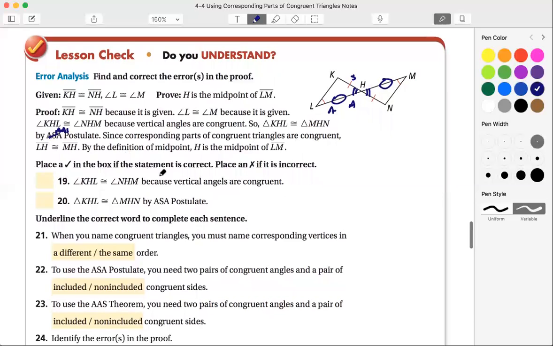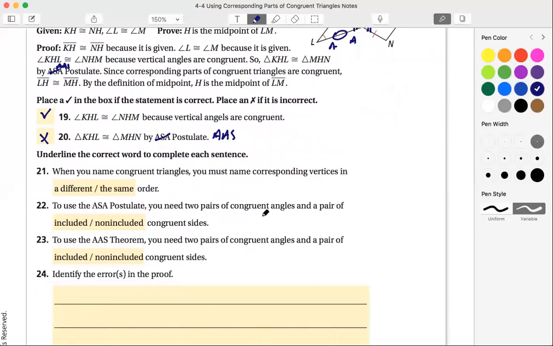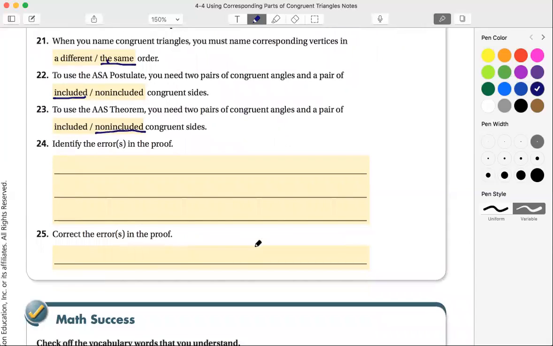Okay, so place a check next to the correct statement. Okay, this is correct because of vertical angles. This was not correct by ASA. It was AAS. Okay, when you name congruent triangles, you must name corresponding vertices in the same order. To use the ASA postulate, you need two pairs of congruent angles and a pair of included congruent sides. To use AAS, you need two pairs of congruent angles and a non-included side. So identify the error in the proof that was written above.